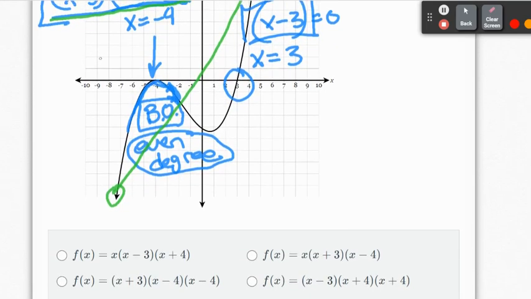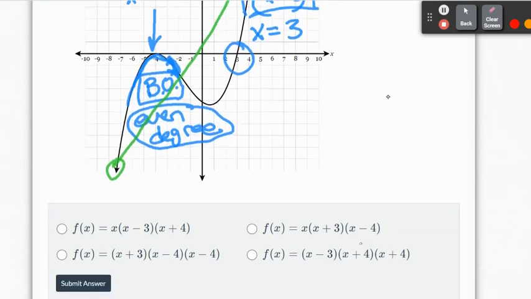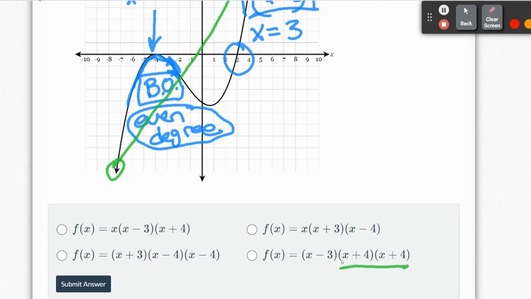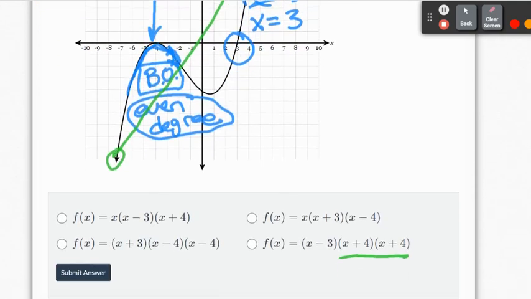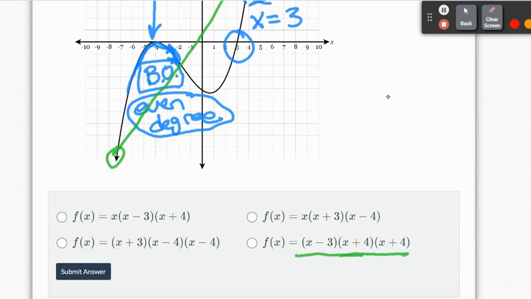Now, they have it written for us, not squared. They have it just written next to each other twice, and that's okay. That's the same thing, because having x plus 4 squared just means having it written twice. So just recognize that and then select that answer right there.